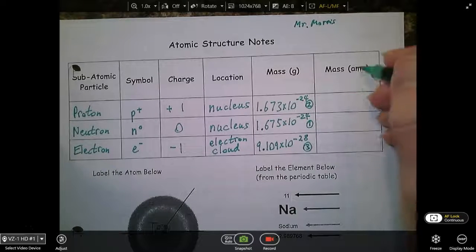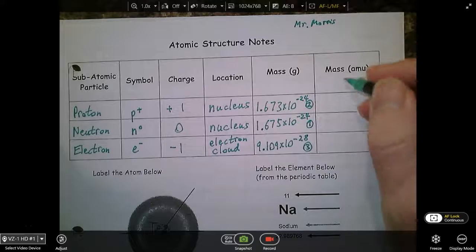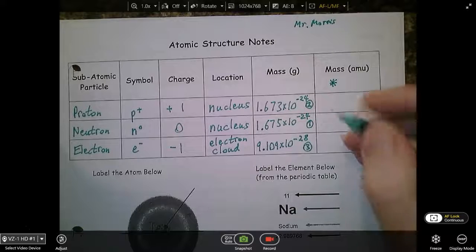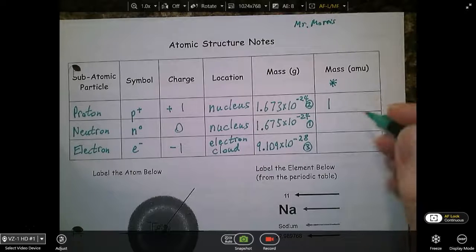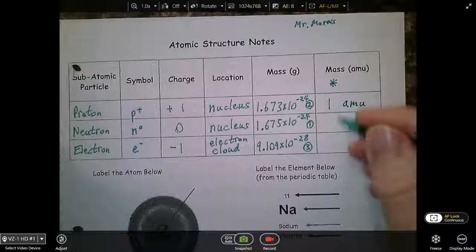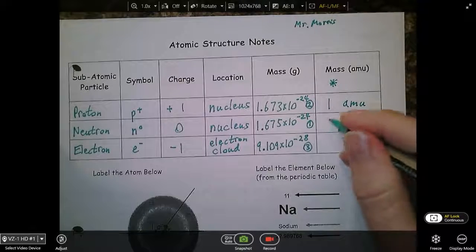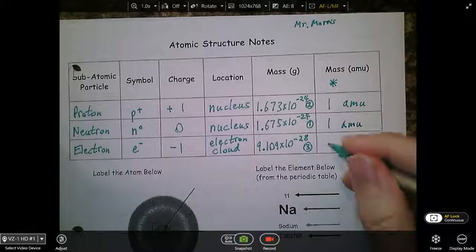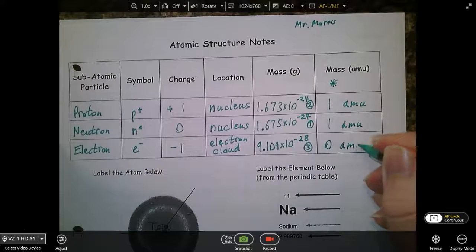Okay? But when we're writing the mass, these masses I do want you to know. I want you to memorize these because it's just three numbers you need to know. Well, actually just two. Protons are 1 AMU. Neutrons, they're so close to the same that we say they're 1 AMU, atomic mass unit. And electrons, they're so close to nothing that we put 0 AMU.